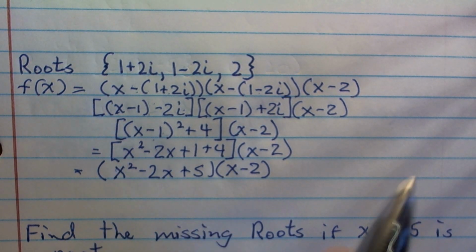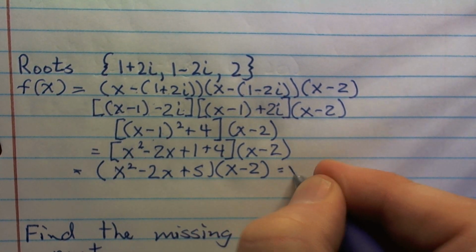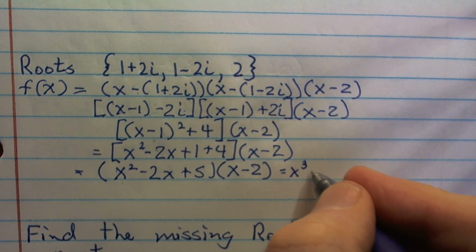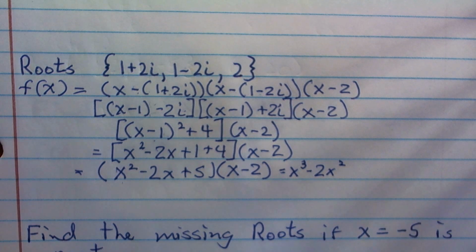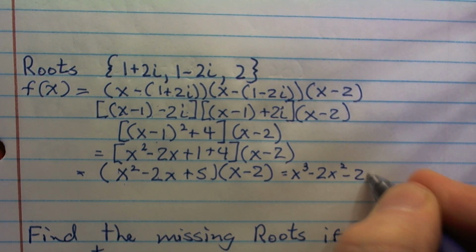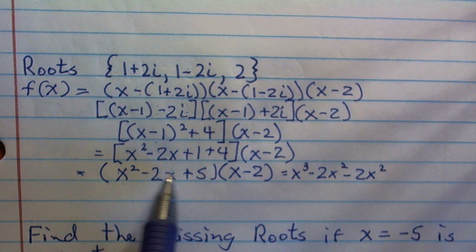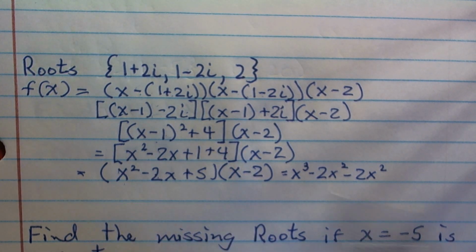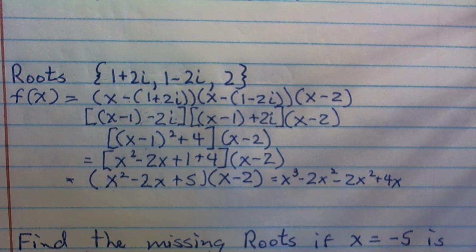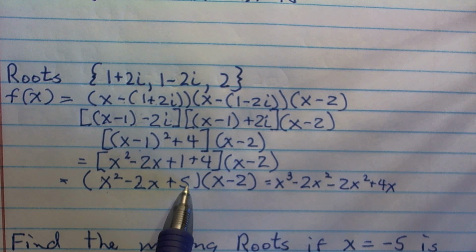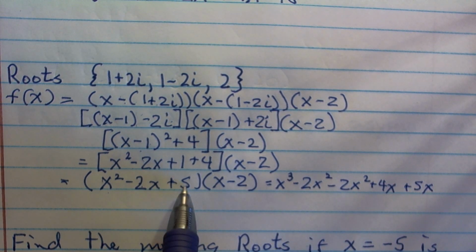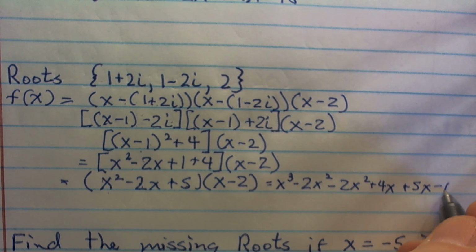I've got x squared times x. That's going to be x cubed. X squared times negative 2, that's minus 2x squared. Okay. Then negative 2 times x, that's negative 2x squared. And negative 2x times negative 2, that's positive 4x. Okay, now I'm on the 5s. 5x minus 10.